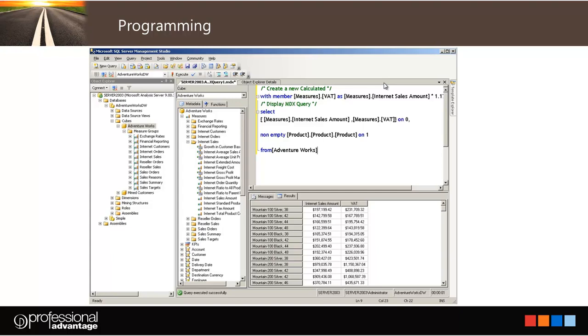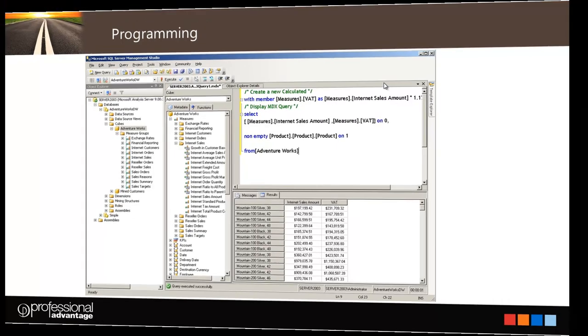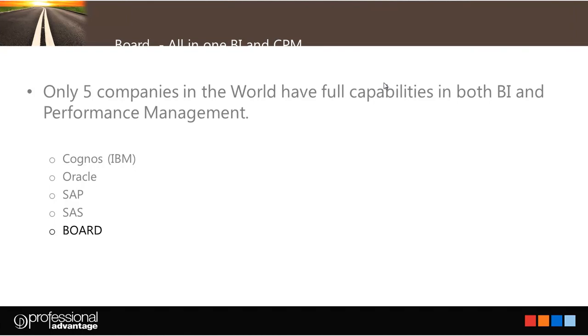And on all these we've found that Board was head and shoulders and way ahead of the competition, and that's why we chose it. And in fact, when we did our research, there were only 5 companies in the world which have full capabilities in both BI and performance management. But Board is the only one which does that within a single product. There's just one icon on your desktop and one place to go, so it's quite seamless.